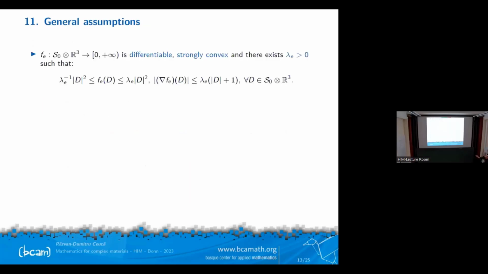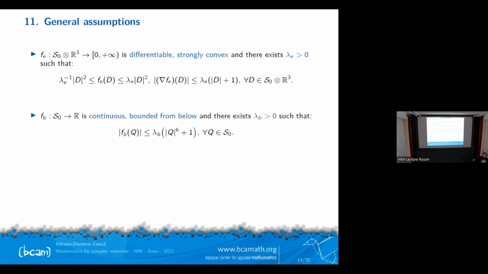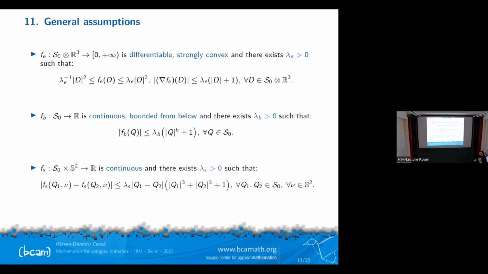As I said, I don't want to choose yet the elastic energy, the bulk energy or the surface energy, so I impose some general assumptions on them. The elastic energy is differentiable and strongly convex. For the bulk energy, we assume it's continuous, bounded from below, and has sextic growth. Because we work in 3D with H1 functions, we have the compact embedding into L6. We were lazy in some way, but we've chosen the simplest setting in which we can actually prove the gamma convergence result. For the surface energy, we say it's continuous and has some sort of quartic growth.